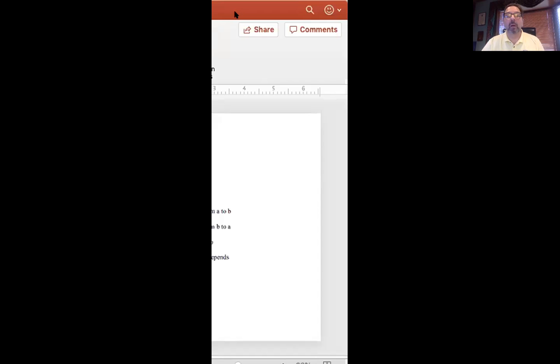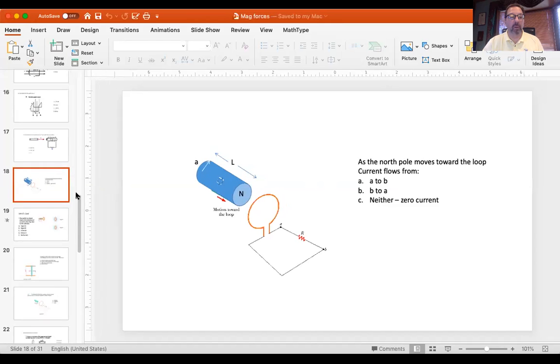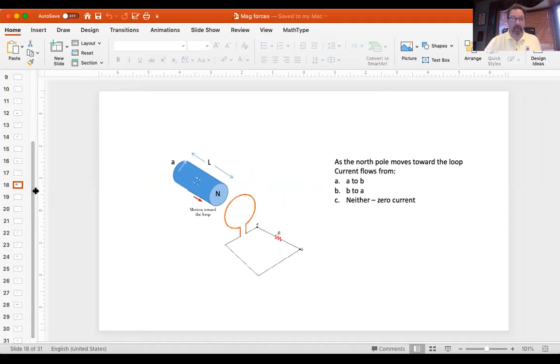All right, your screen sharing is paused. Resume share. Okay, there we go. Hopefully you can see a slide here. Let me make this a little smaller for you. And yeah, that looks okay.